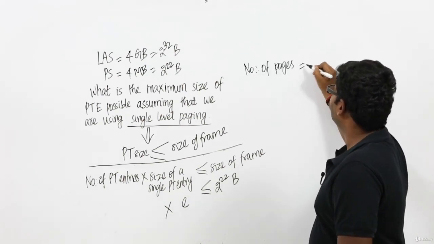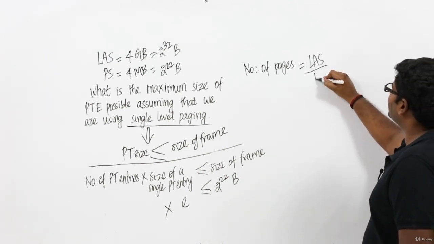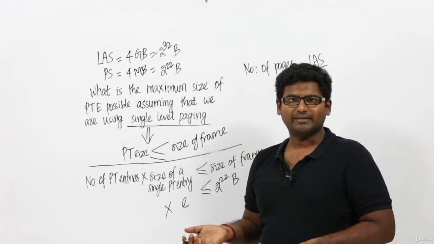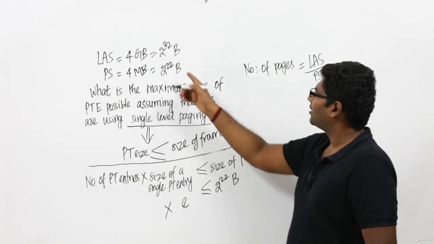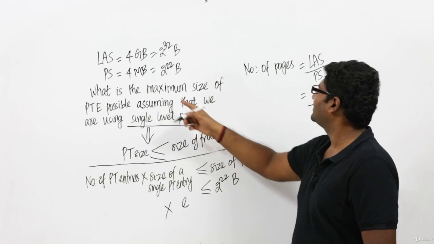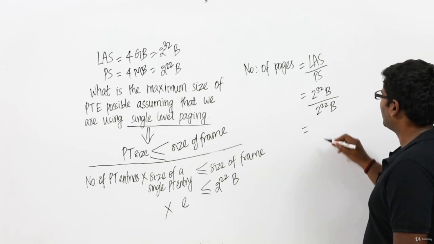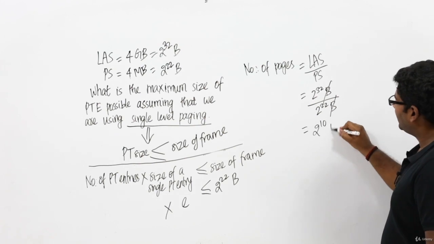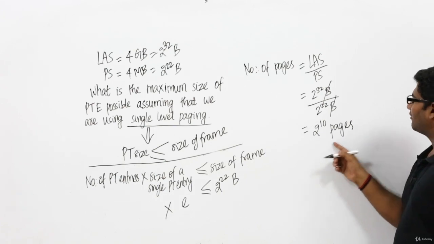Number of pages of a process is nothing but logical address space of the process divided by size of a single page. Logical address space is total size of the process, divided by page size, gives us the total number of pages our process has. They have given logical address space as 2 power 32 bytes and page size as 2 power 22 bytes. So 2 power 32 divided by 2 power 22 is nothing but 2 power 10, bytes and bytes getting cancelled. So 2 power 10 pages is what we have in our process.